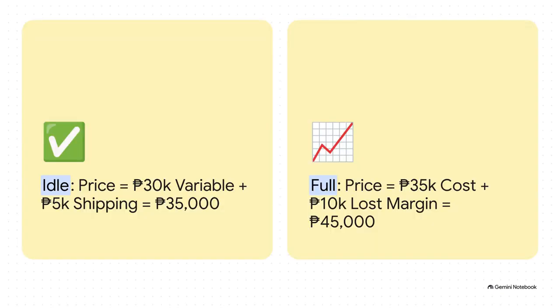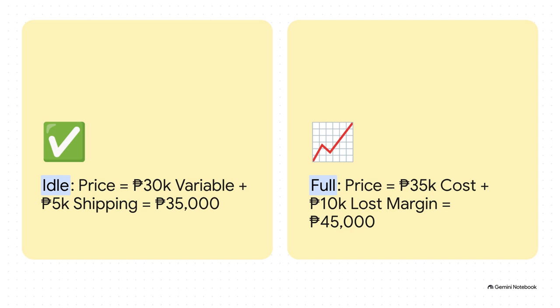Now, watch how the logic splits based entirely on our capacity check. If we have excess idle capacity, we aren't disrupting our regular sales. We just need to cover our 30,000 peso variable manufacturing costs plus that 5,000 peso special shipping fee. That sets our absolute floor price at 35,000 pesos.